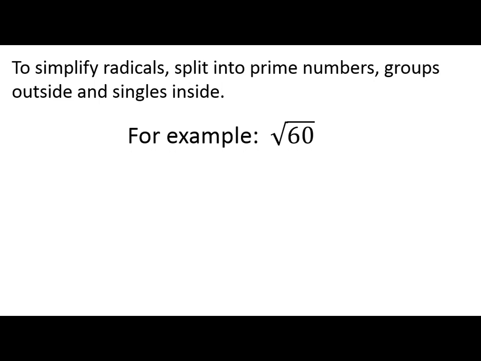So then an example, we have the square root of 60. We start by splitting it first, and I'm going to split it as 4 times 15. I'm thinking of any two numbers that multiply to equal 60. So I wrote 4 and 15. Then my 4, I'm going to split as 2 times 2, and my 15 as 3 times 5. Right, I'm splitting them.